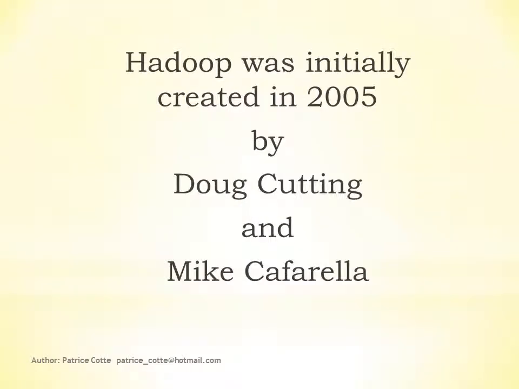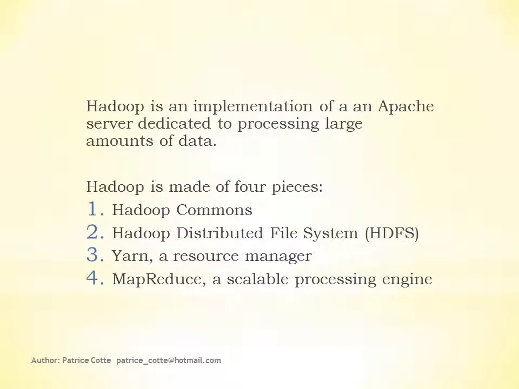Hadoop was initially jointly created by Doug Cutting and Mike Cafarella, and the story has it that Hadoop is the name of the elephant toy of Doug Cutting's son. Hadoop is basically an Apache server geared at processing large amounts of data. It consists of four pieces: the Hadoop Commons, HDFS, the Hadoop Distributed File System, the Resource Manager, and the most notorious, MapReduce. Apache Hadoop is an open-source software framework and a registered trademark of the Apache Software Foundation.